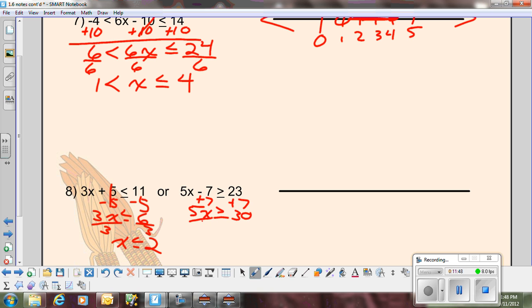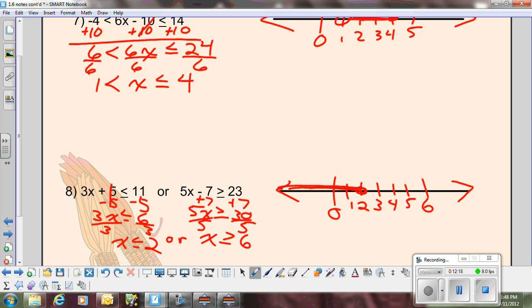Okay, then we're going to divide by 5. And I get x is greater than or equal to 6. Now, when you have an OR problem, just like when we did it before, it's this or that, so you're just going to graph each one of them. Now, x less than or equal to 2, I go this way. X greater than or equal to 6, I go this way. Okay, so the OR problems, you just solve 2 of them.